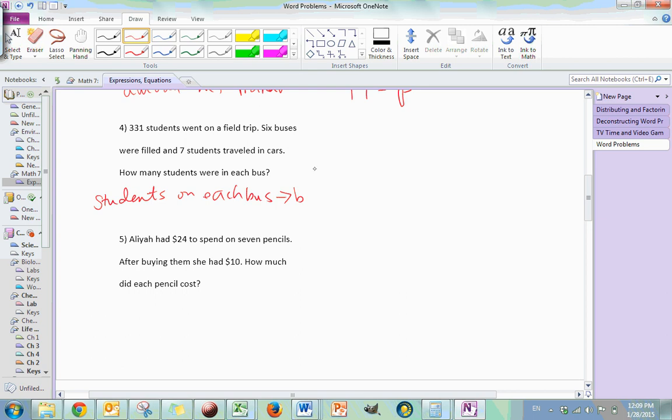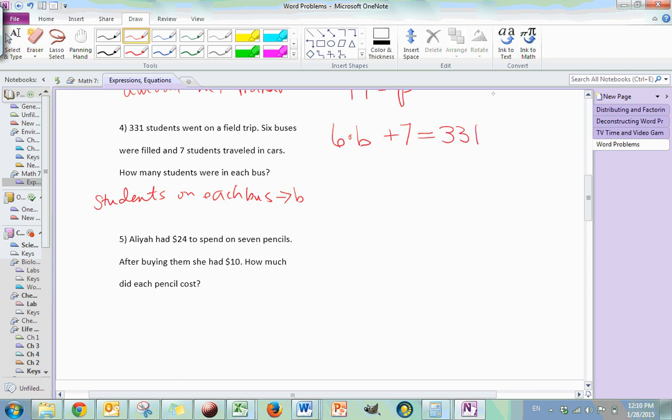So how many students did we have total? Well, we had 6 buses, each with b students on them, so we're going to multiply. But then on top of that, we have another 7 students, so plus 7. And that's the expression for the number of students we have. Now we also know that the exact number is 331, so I'm just going to put equals 331.